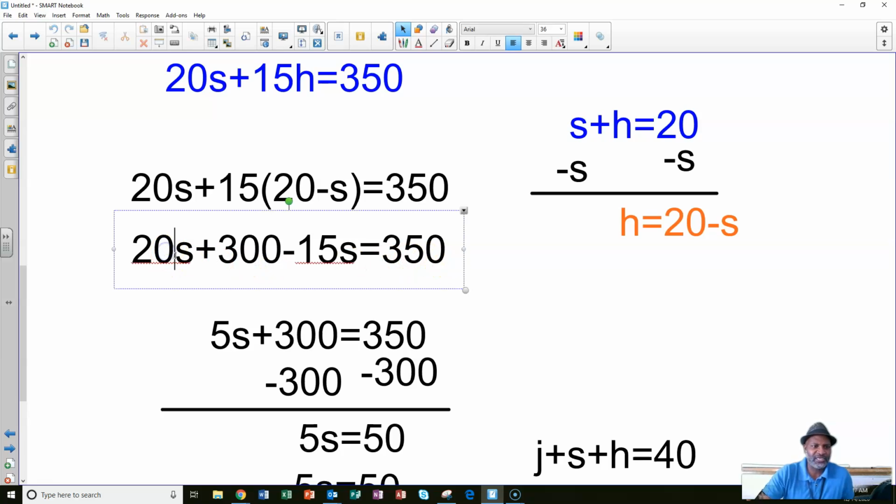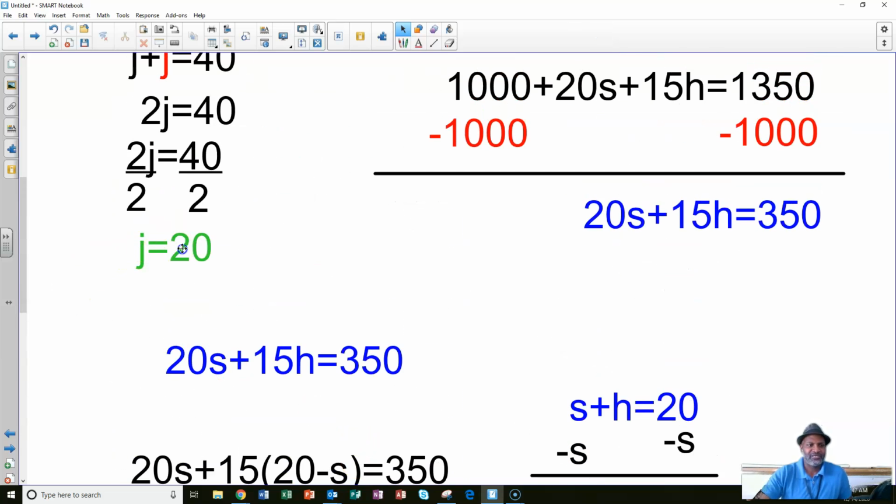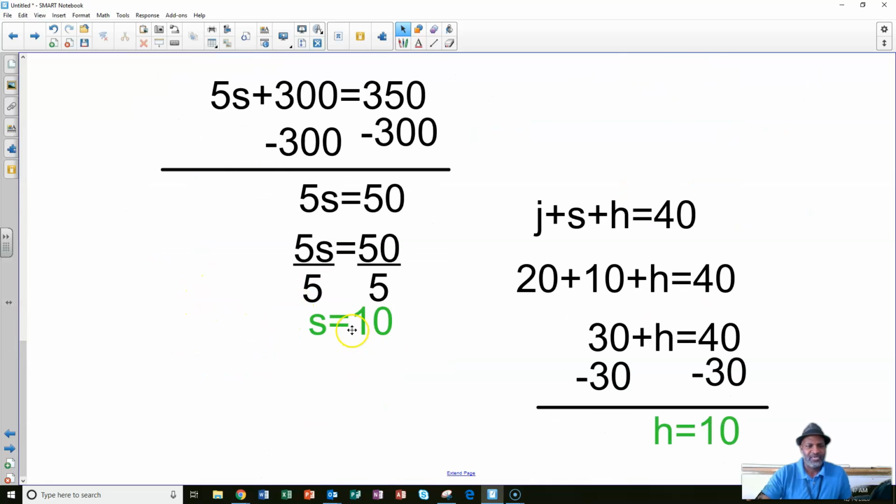Of course, 20S minus 15S is just 5S. And then when I subtract 300 from both sides, I end up with 5S equals 50. Divide both sides by 5, I get S is equal to 10. So now I know what S is. Keep in mind I know two things: J is 20, S is 10. Since J plus S plus H is equal to 40, I substitute those values in. If you add 20 and 10, you get 30. So 30 plus H is 40. Subtract 30 from both sides, so H is equal to 10.